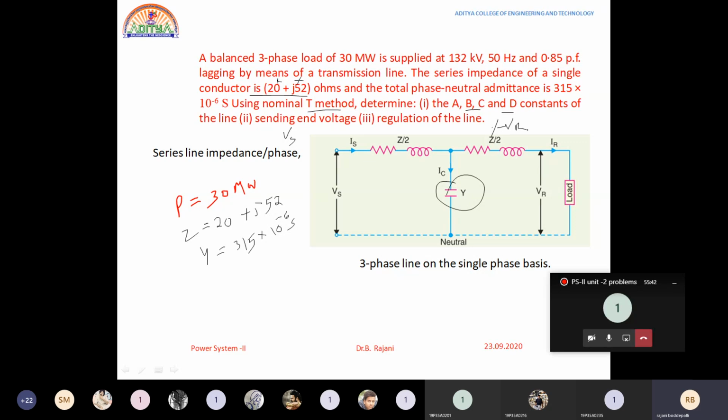We have to take VR as the reference. IR lags V by an angle phi, and we have to see this. We have to compare this equation with this. What is the equation? Vs equals A into VR plus B into IR. In the same way, IS equals C into VR plus D into IR. We have to compare these two equations and find the remaining things.